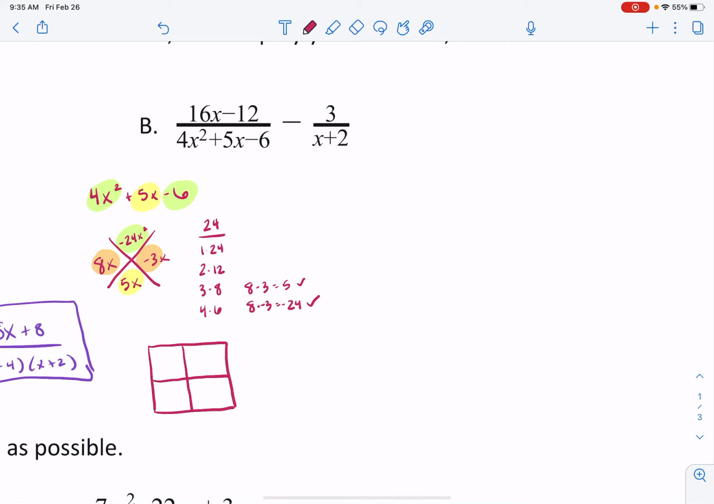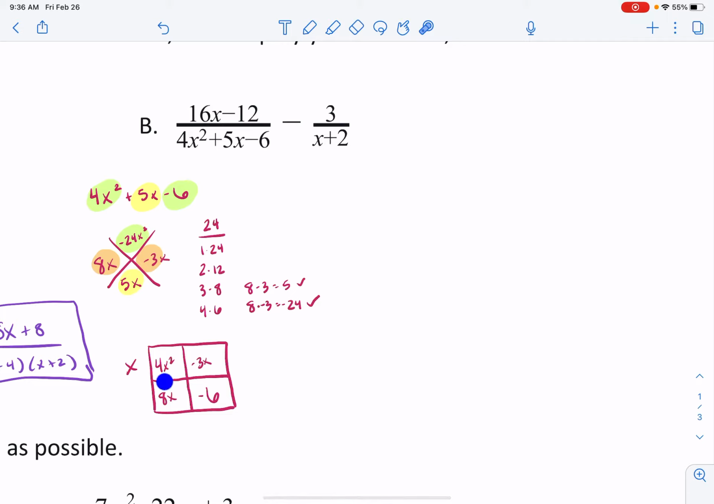Okay. And now I'm going to take our original 4x squared, or ax squared, and put that here. And then our original minus 6, the c, I'm going to put that here. And then split up the 8x and minus 3x. So then I think, okay, well, what can I take out of here? What's their greatest common factor? I think they both just have an x in common.